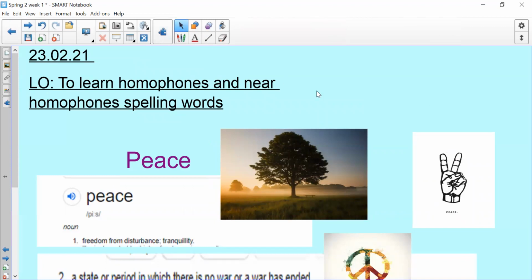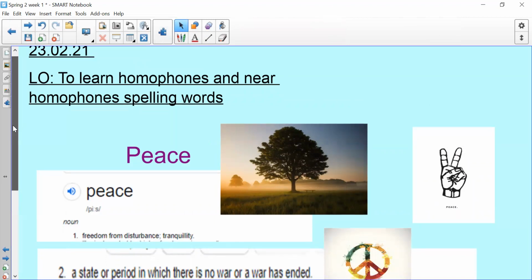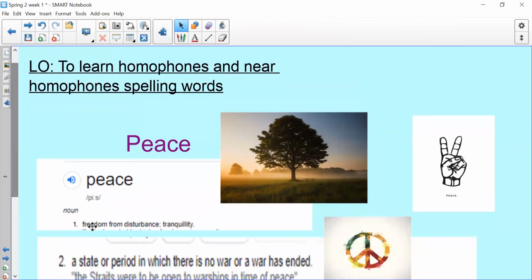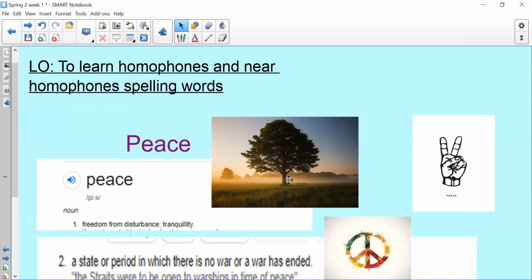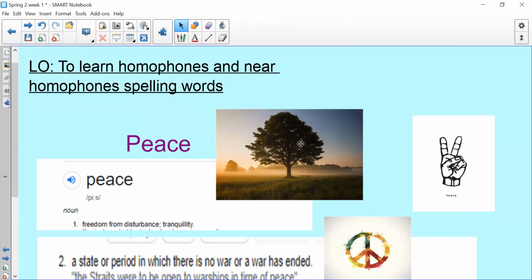So as always, let's just delve into the meaning. Peace can be a noun. The first definition: freedom from disturbance, tranquility. And I've included this picture. This actually came up on Google Images when I typed in peace, because I think that captures it. It looks completely free from disturbance and just a complete tranquil, peaceful place. Okay, so that's the noun.